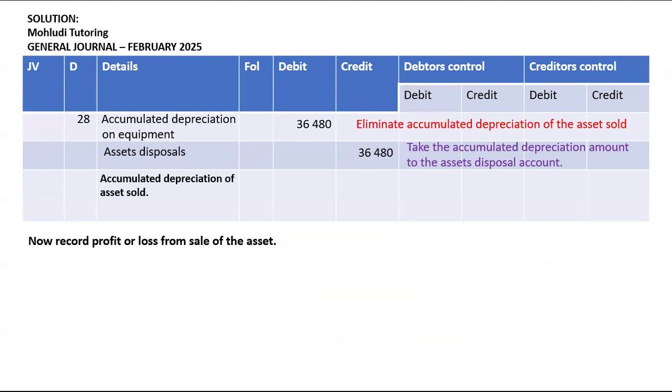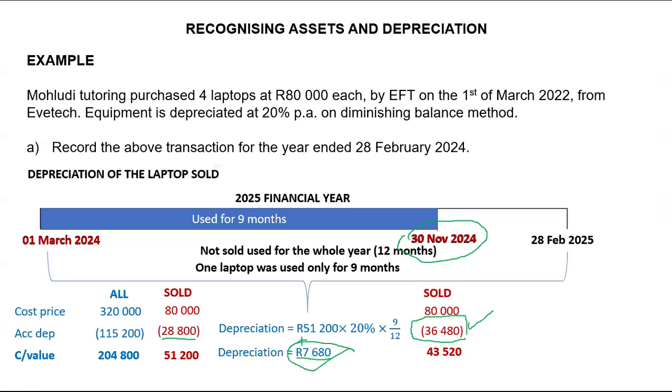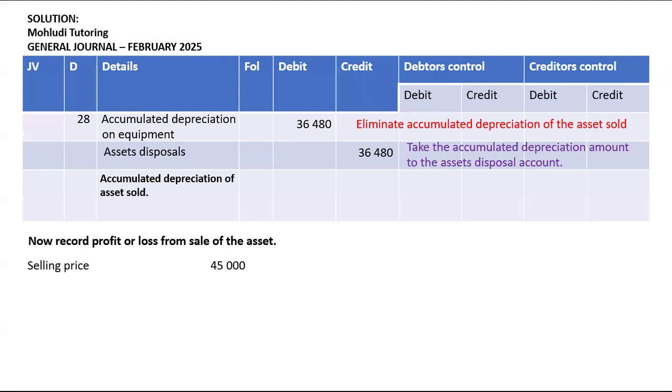Now we're going to calculate profit or loss from the sale of this equipment. It was sold for 45,000. On the date of sale, its carrying value is 43,520. So I'm going to take the selling price of 45,000 and minus the carrying value as at the date of sale. If I get a positive answer, then it means I made a profit. If it's a negative answer, then it's a loss.